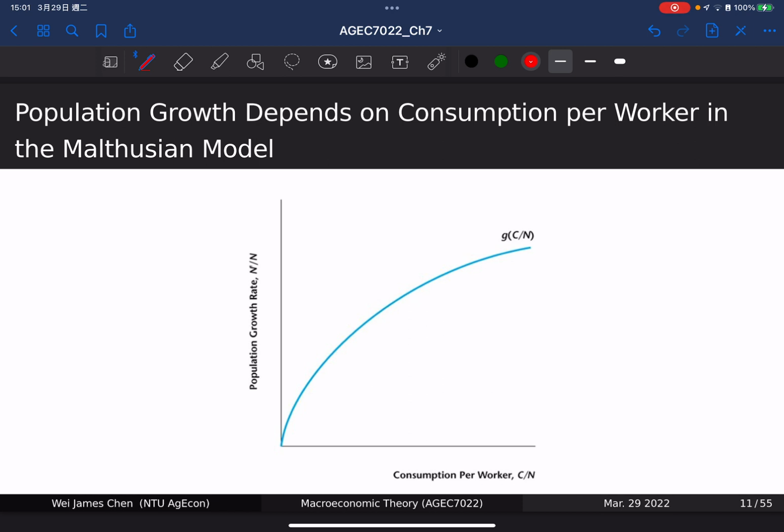So this is what the G function looks like. If consumption per person is 0, the population growth rate is also 0. Basically, there is no population. And the higher the per person consumption, or consumption per worker, the higher the population growth rate will be. And it is a concave function.